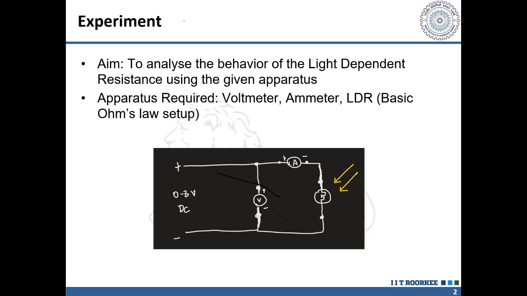The apparatus given consisted of a voltmeter, an ammeter, and the LDR. It is a basic Ohm's law setup that you would use. This is a circuit diagram showing how the apparatus was schematically set up. The yellow lines show the light falling on the LDR.